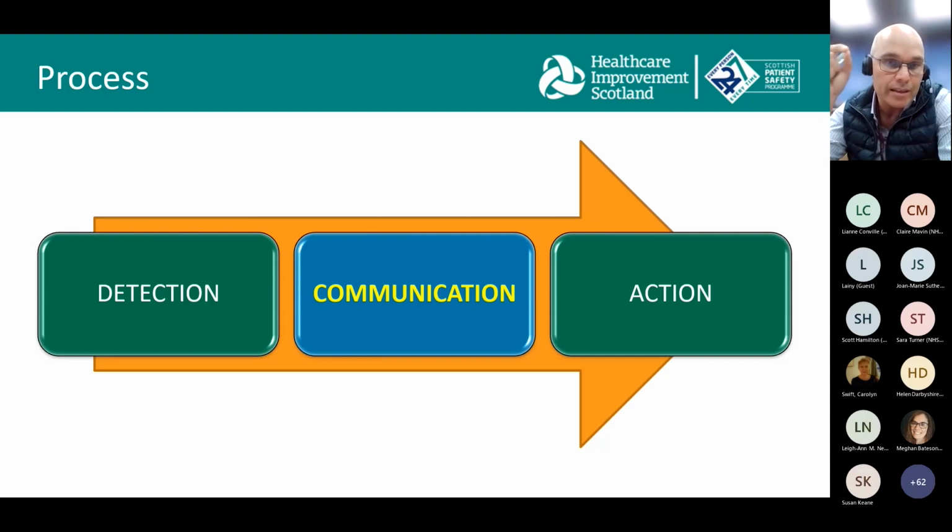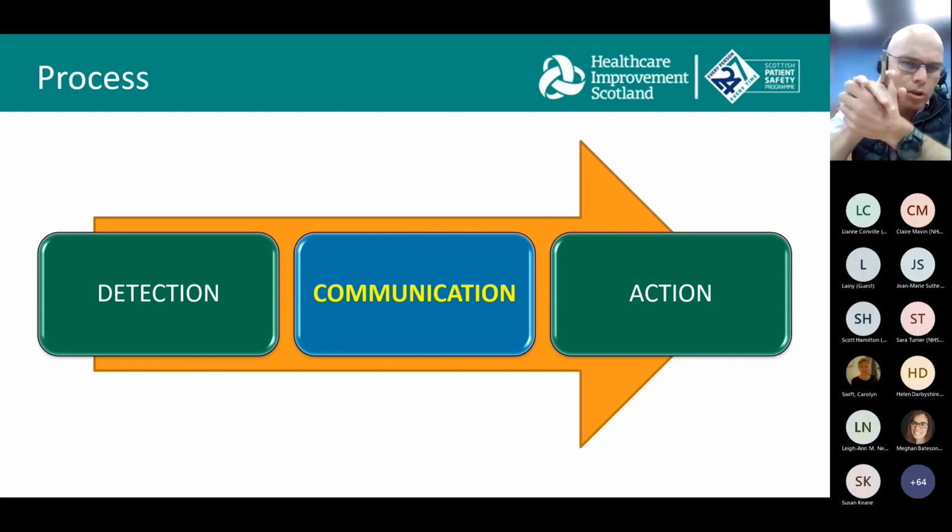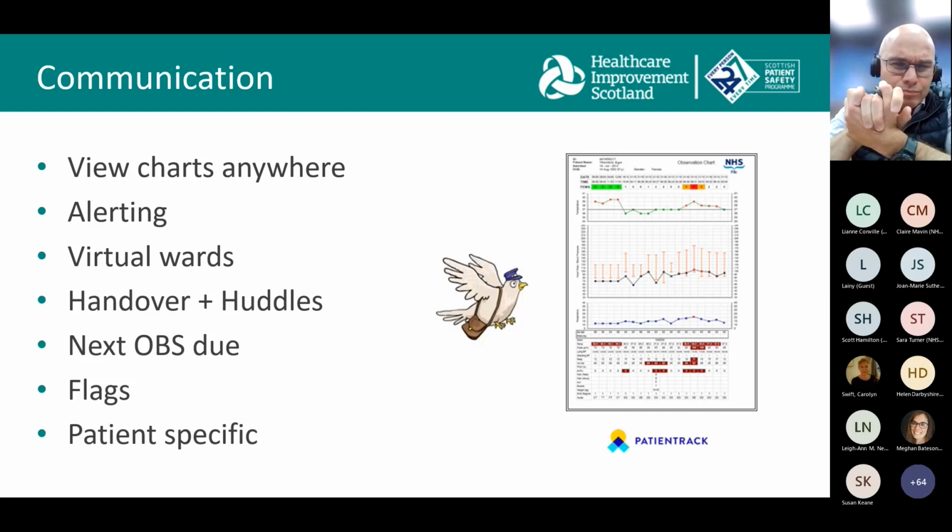If we don't get the communication absolutely spot on between the detection and the action, you can have the most robust detection system for taking obs, and do them diligently every minute of every day, and you can have the best action teams. But if those action teams and action plans don't know where the sick patients are, those patients will not get treated, they will not be triaged, and they'll continue to deteriorate. So if we could go to the next slide, please.